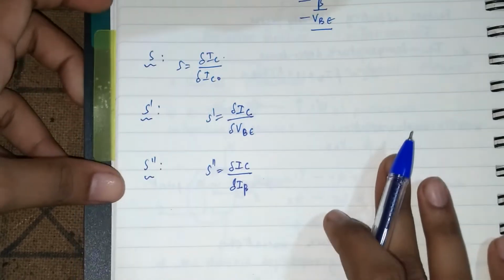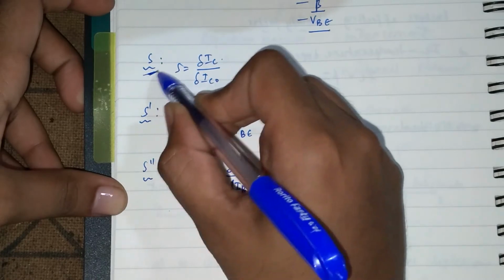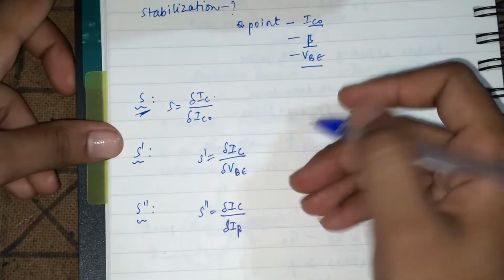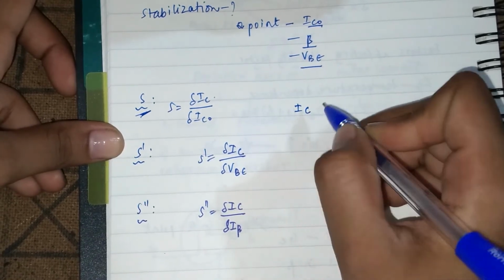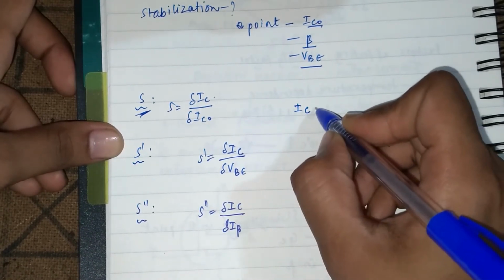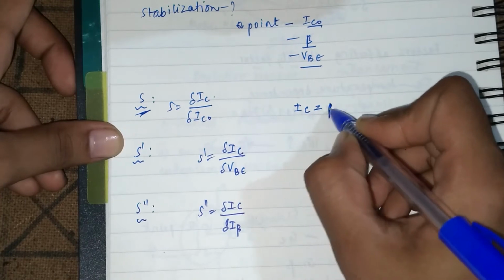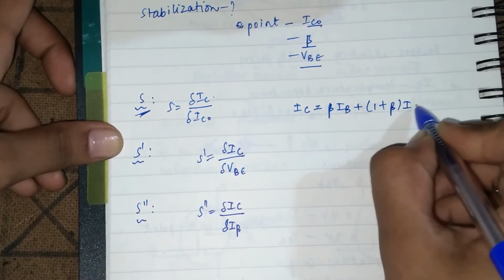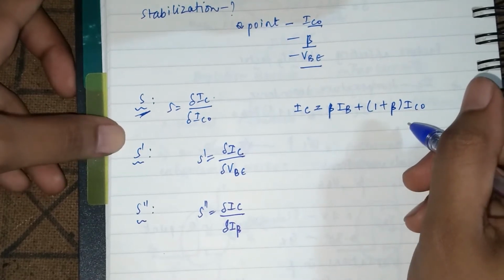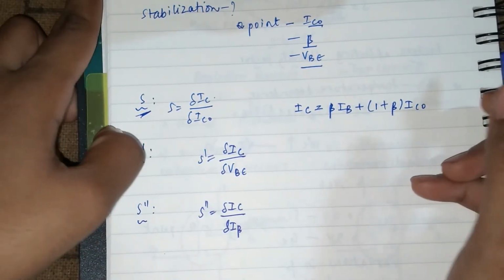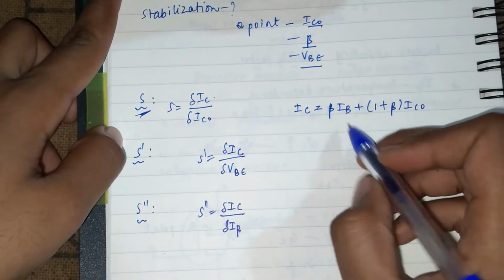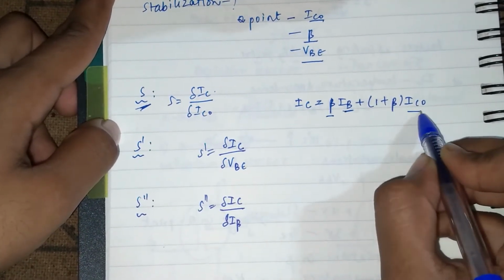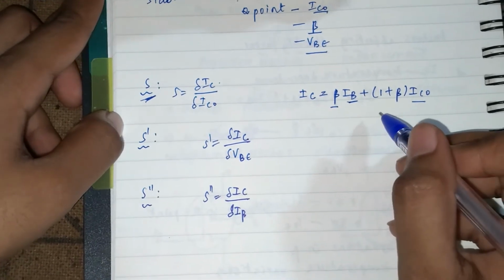So now talking about the derivation of stability factor S. We know that the collector current IC of a common emitter configuration in terms of beta is given as IC = beta IB plus (1 plus beta) into ICO. You have already been familiar with this equation many times in the previous classes, where IB is the base current, beta is the current gain, and ICO is the collector leakage current.